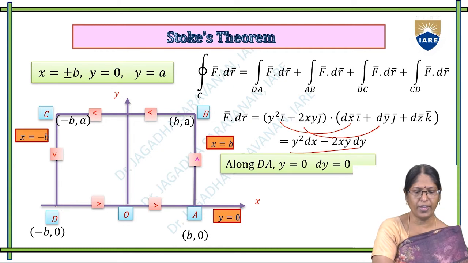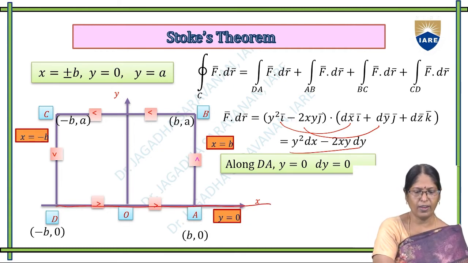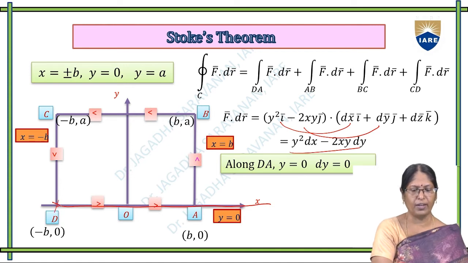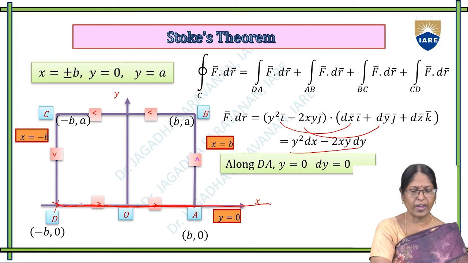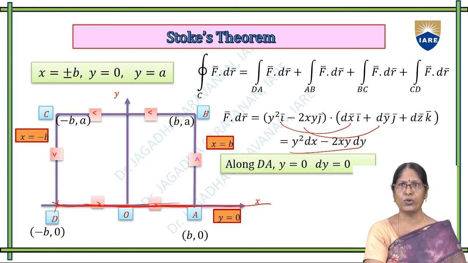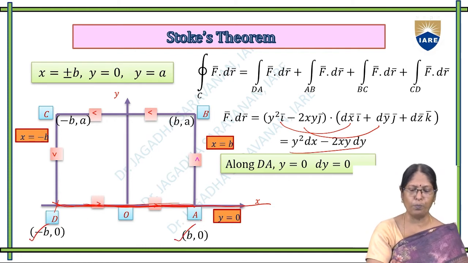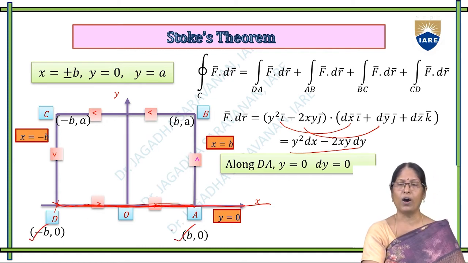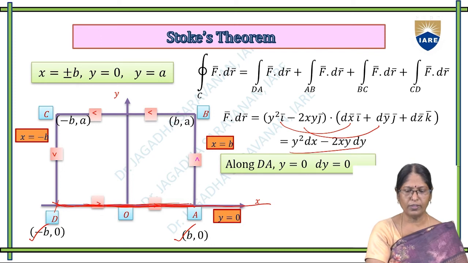Now along DA means it moves in the x direction. Suppose the particle is at point D and moves to A. That is, it moves in the x direction. x varies from minus b to b. That is, the integral over the range is from minus b to b.